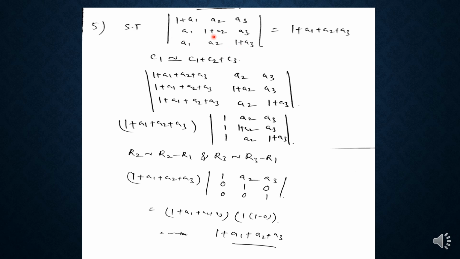So we are getting the same terms here, so that by changing the column C1 changes to C1 plus C2 plus C3. That means C1 element, C2 element and C3 element are added and written in the first column. That is 1 plus A1 plus A2 plus A3, 1 plus A1 plus A2 plus A3, 1 plus A1 plus A2 plus A3, and the second column elements have no change, A2, 1 plus A2, A2, and third column elements are also no change, A3, A3, 1 plus A3.